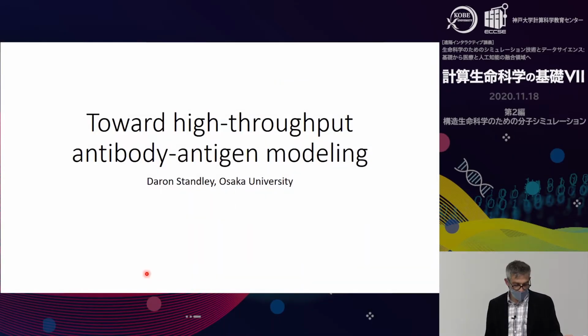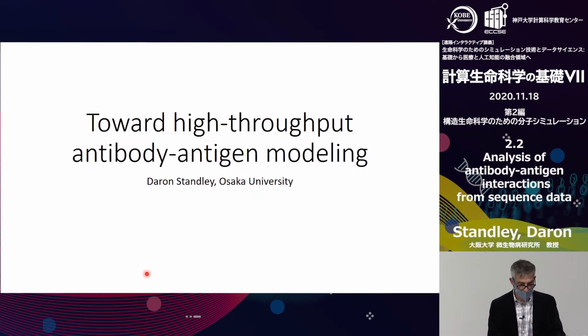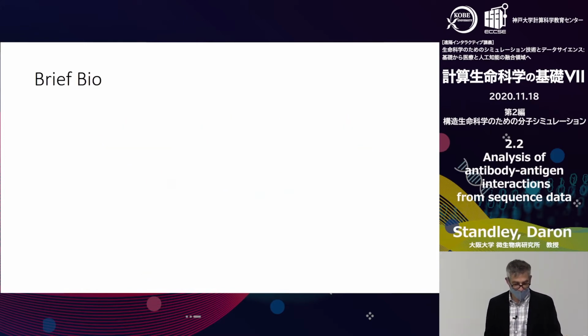And I'm going to talk today about the subject here, antibody-antigen modeling in a high throughput manner. And before I get started, I will reintroduce my background, although I'll repeat some of the things that Shirai Sensei said.